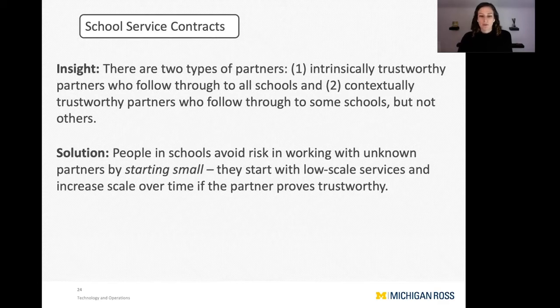We find that people in schools do work with contextually trustworthy partners, but they start small. They start with low-scale projects and services, and they increase the scale over time if the partner proves trustworthy. We believe this is happening because schools are in such a powerless or desperate position for resources that, if they could only rely on intrinsically trustworthy partners, that might be ideal. But because of the pressures they're under, they're willing to engage with these contextually trustworthy partners to start and see where it goes.